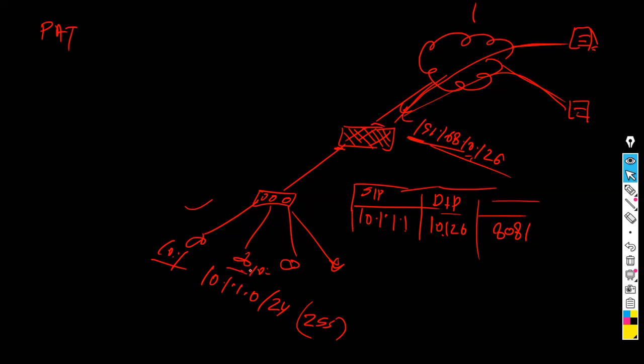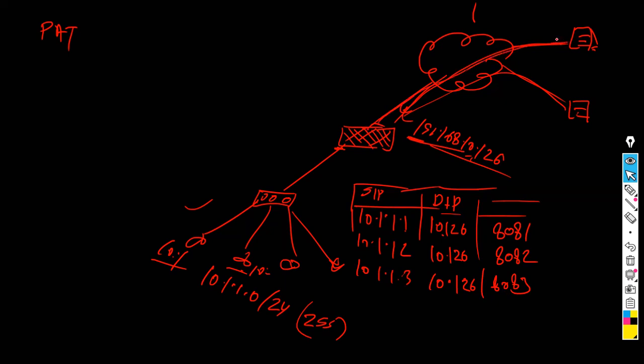Another translation जैसा इसका query है 10.2 का, so this will be 10.1.1.2. It will translate with the same IP address 126, but port number is different. Okay, 10.1.1.3 with the same public IP address, but port number is different. Okay, so that packet is going with the unique port number.